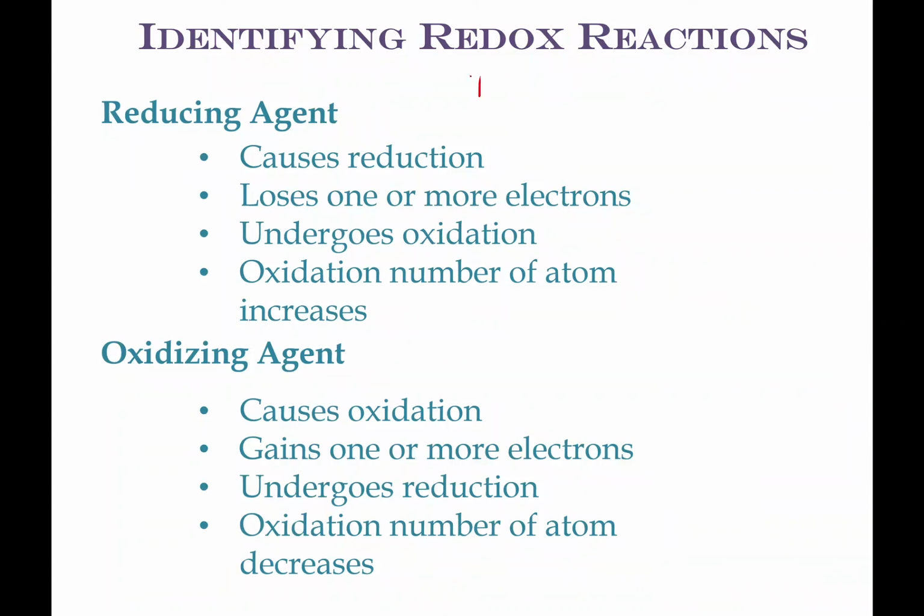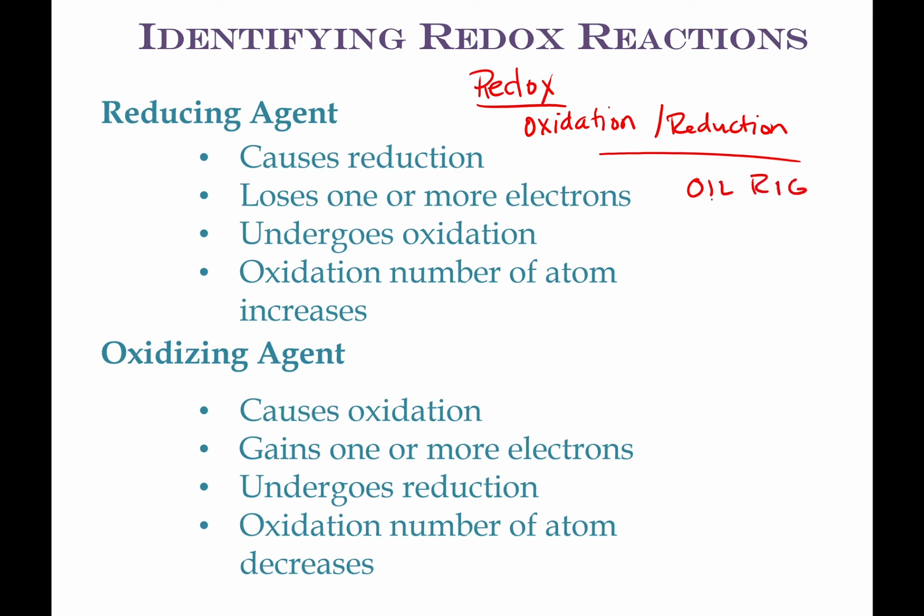So with redox, we're talking about oxidation and reduction. Some of the things that we can do to remember is OIL RIG. Oxidation is loss. Reduction is gain. And that's of electrons. But some things that we can look at with this can be a little counterintuitive.